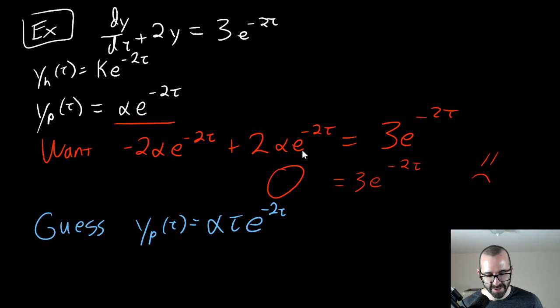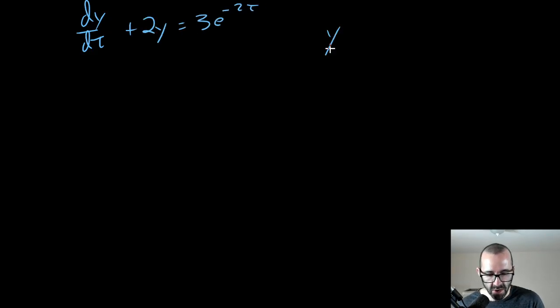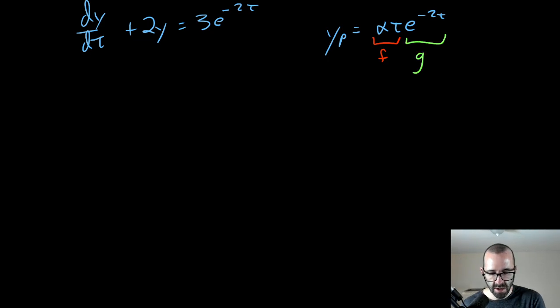So now what happens? Again, we want dy/dt plus 2y to equal 3e to the negative 2t. Our new guess is alpha times t e to the negative 2t. So we take the derivative of that with respect to t. We need the product rule, right? Here's our f, and here's our g. We know we should have f prime g plus f g prime.